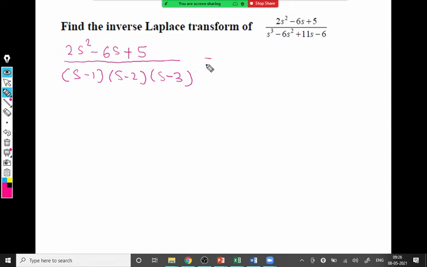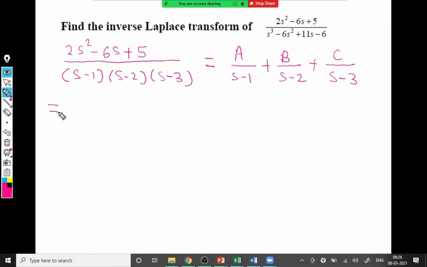So what about partial fractions now? A upon s minus 1, b upon s minus 2, and c upon s minus 3. So a upon s minus 1 plus b upon s minus 2 plus c upon s minus 3 is the partial fraction, because the factors are linear. How to get the values of a, b, c then?